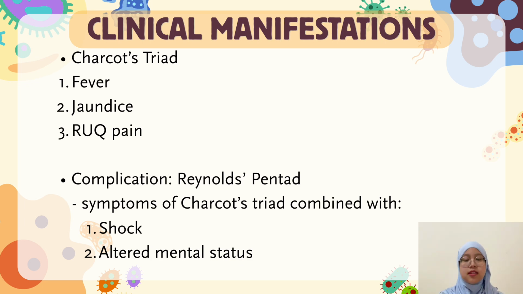In severe cases, acute cholangitis may progress to Reynolds' pentad. This includes all three features of Charcot's triad together with shock and altered mental status. Shock occurs when bacteria or their endotoxin enter the bloodstream, causing sepsis and a significant drop in blood pressure. Meanwhile, altered mental status, such as confusion or reduced consciousness, may develop due to poor tissue perfusion and systemic infection.